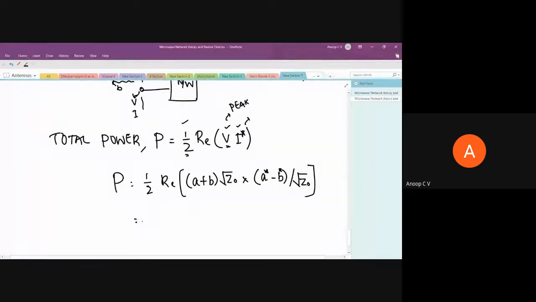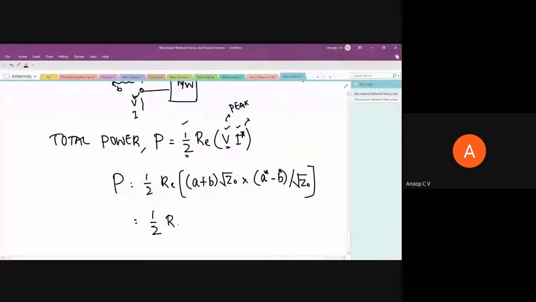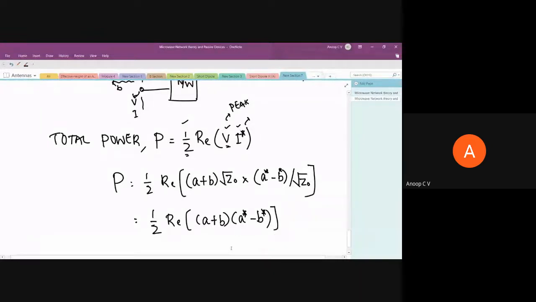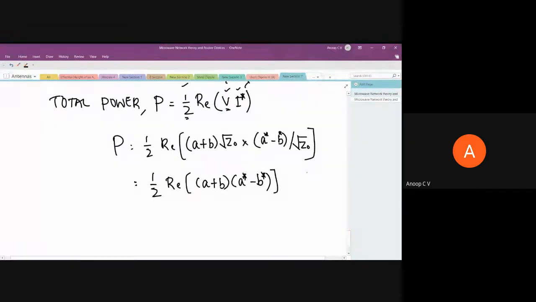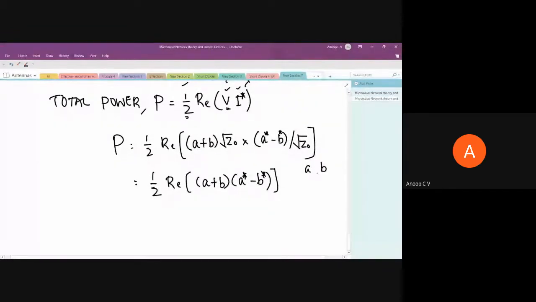So I'll write half times the real part of A plus B times A conjugate minus B conjugate, right? Please listen carefully. It is half real part of A plus B times A conjugate minus B conjugate. So A and B are complex quantities.